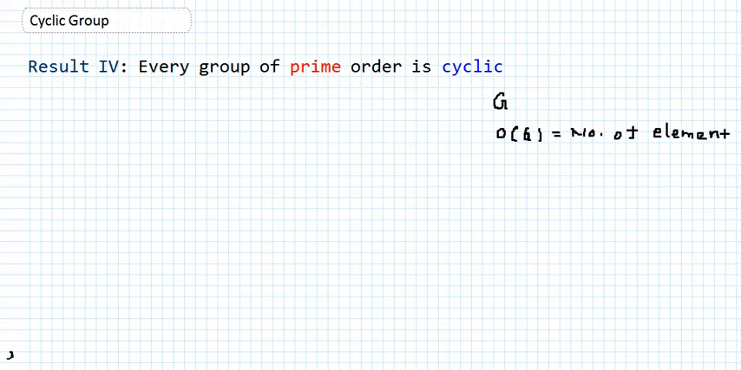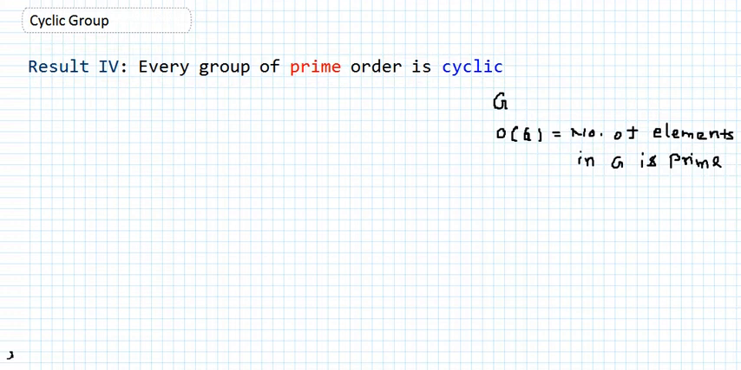The number of elements in the group G is prime. So prime means either G has two elements, or three elements, or five elements, or seven elements, in this way. So if the number of elements in G is prime, then that group must be a cyclic group. That's what the result says.